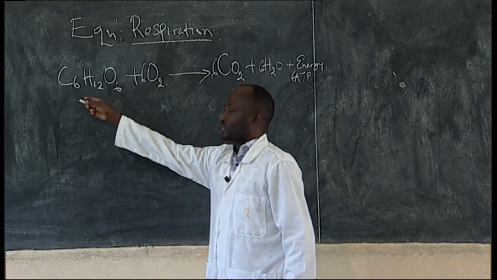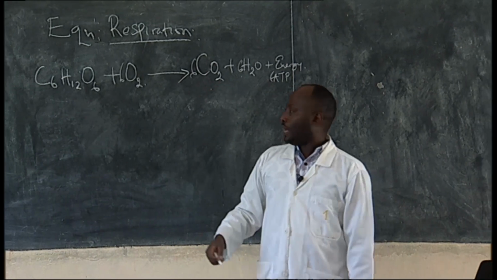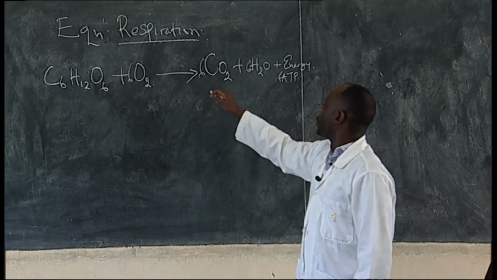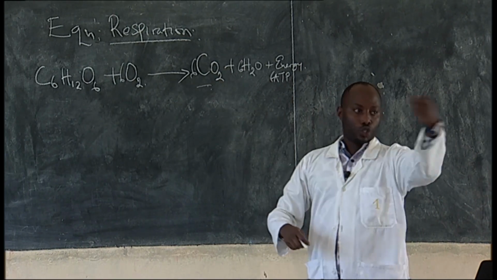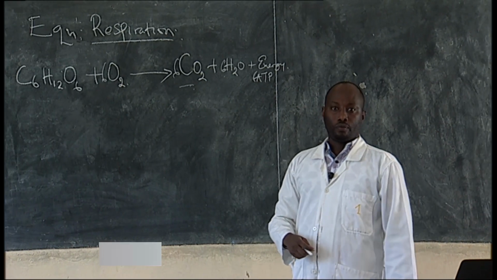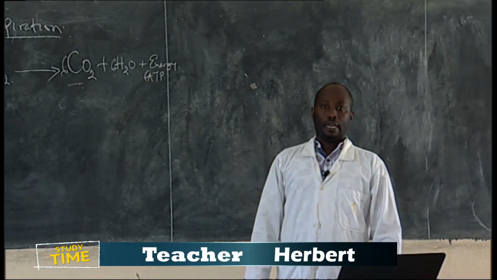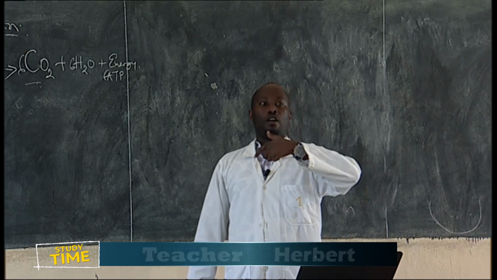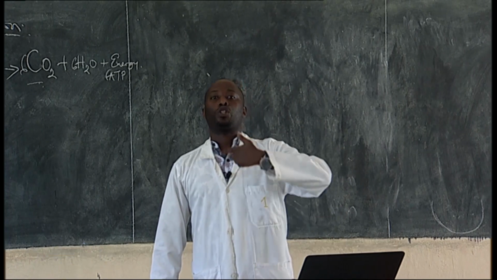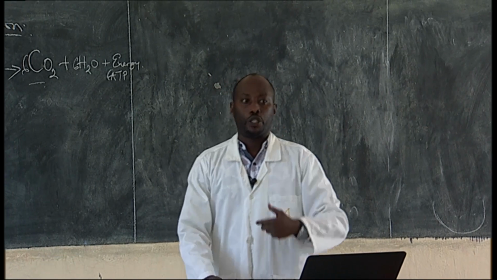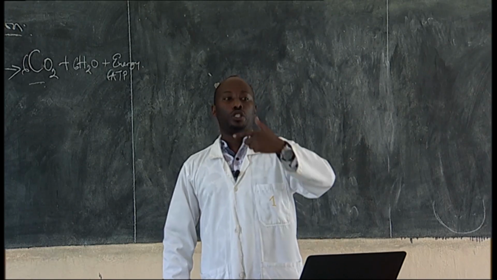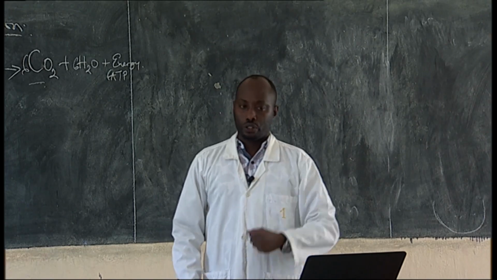So the glucose is going to be broken down. After being broken down, carbon dioxide is released, which is going to be used by the plant. And eventually, there is also release of energy in the form of ATP. That is the energy released during respiration, and it is going to be used for their body functions.